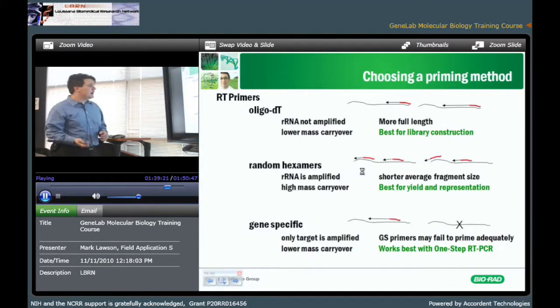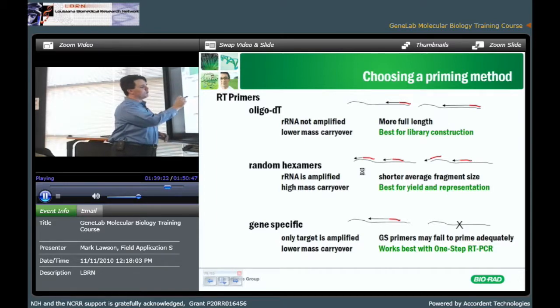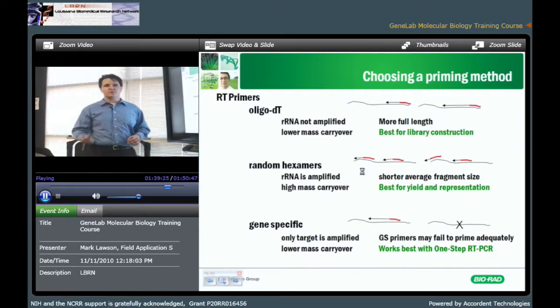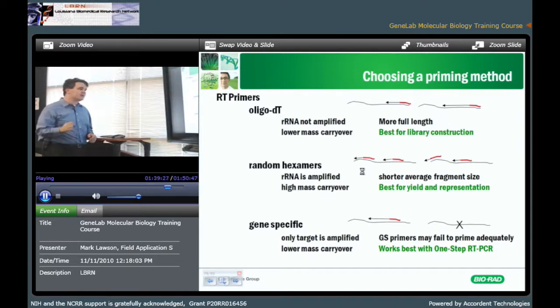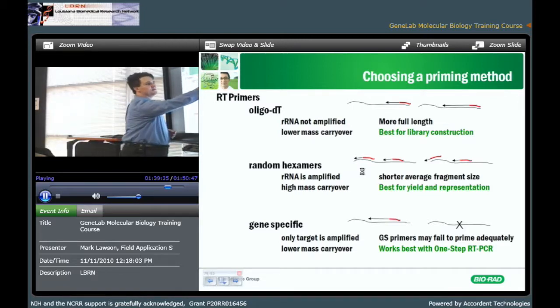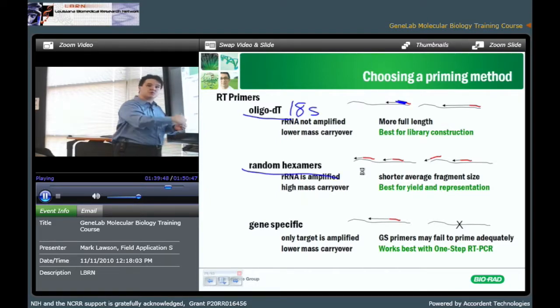You have a choice of either oligo-dT or random hexamer priming during your reverse transcription. I highly recommend random hexamers or a blend of oligo-dT and random hexamers. Oligo-dT will tend to give more full length because, of course, it biases towards the polyadenylated region. And remember that you can't use 18S, which is not a polyadenylated product. It will not amplify with oligo-dT. That also, of course, means it won't be transferred in terms of mass.